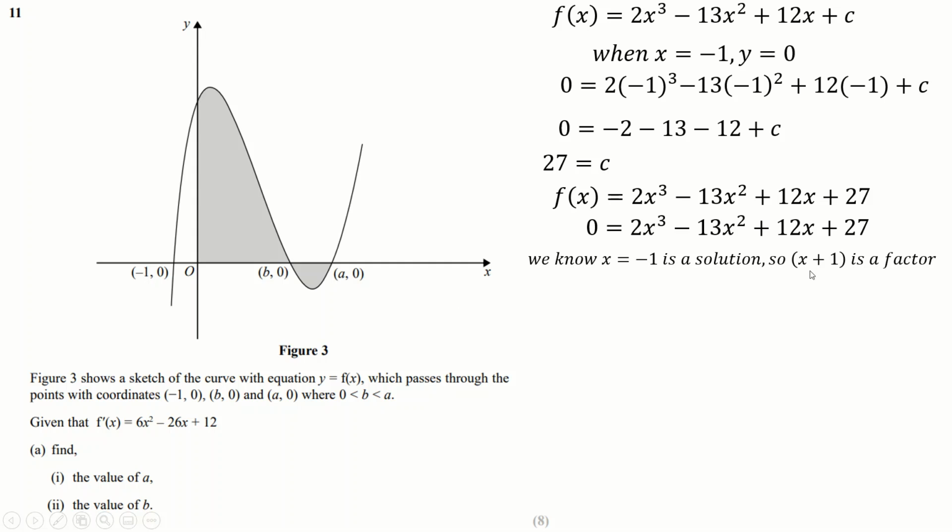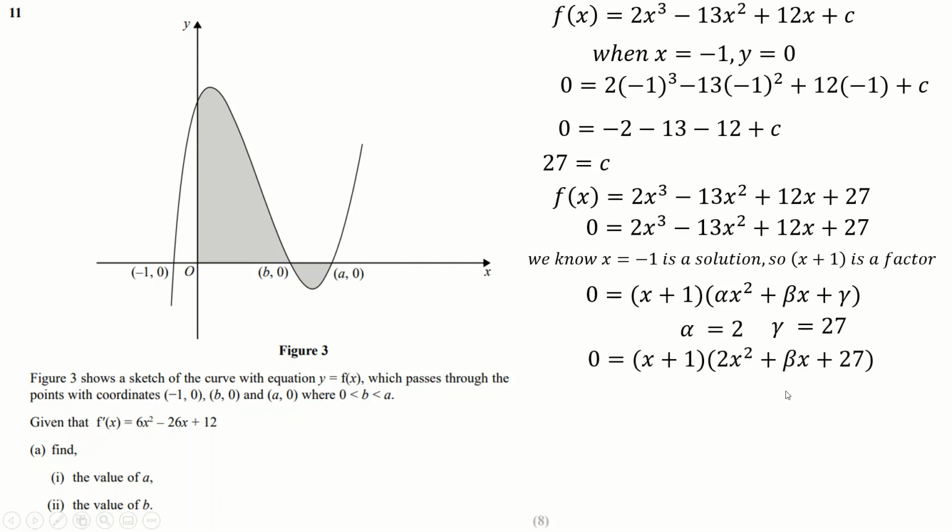So that means x plus 1 is a factor, which means this whole thing here factorizes to x plus 1 times something else. Now, what is that something else? Well, if I were to expand this out, I can very clearly see that alpha has to be 2 to make the x cubed work, and gamma has to be 27 to make that 27 work. So I can fill those in. How do I find the beta?